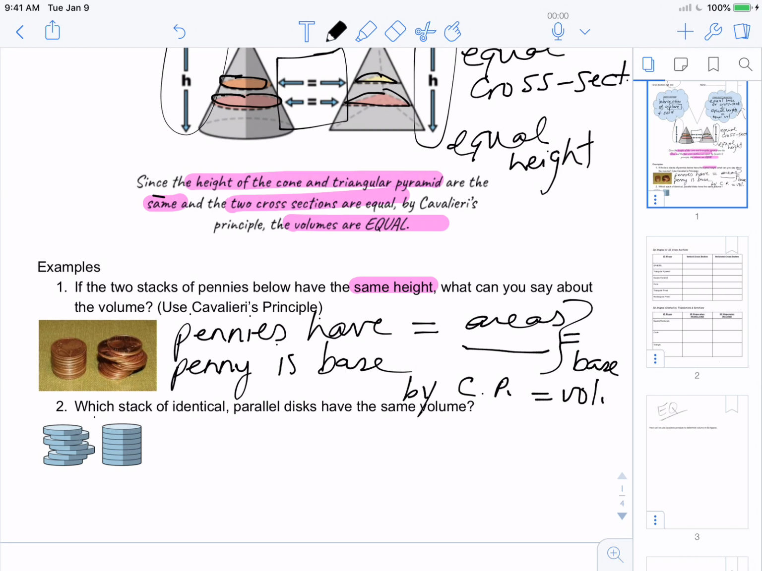All right, another typo in this. This is supposed to say, do the stacks of identical parallel discs have the same volume. So it's just asking these two figures here, figure A and figure B, are the volumes equal? Okay.